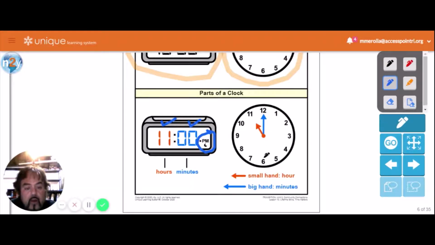Small hand on an analog clock, the small hand equals the hour. And the big hand equals the minutes. So this would be 11 o'clock. And on the digital clock, that's 11 o'clock.